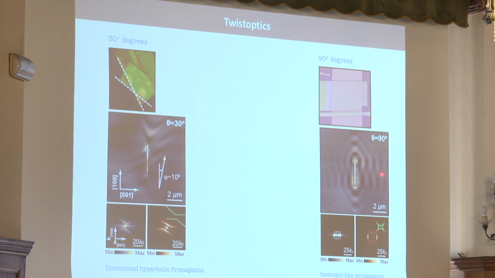OK, this is nice. So we can go from hyperbolic medium to isotropic medium just by rotating 2 layers of this material. And now let's see. I mean, these guys in twistronics, they talk about flat bands and so on. Here we have a hyperbola.